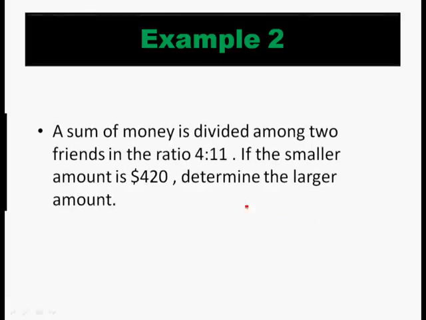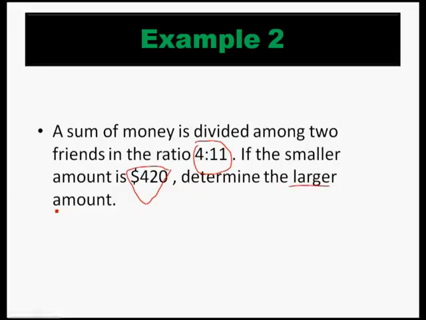It says a sum of money is divided among two friends in the ratio 4 to 11. If the smaller amount is $420, determine the larger amount. Now note, in this case, you are not given the total amount of money. You're only given a part of it, and you're only given the ratio. What were you asked to find? The larger amount.